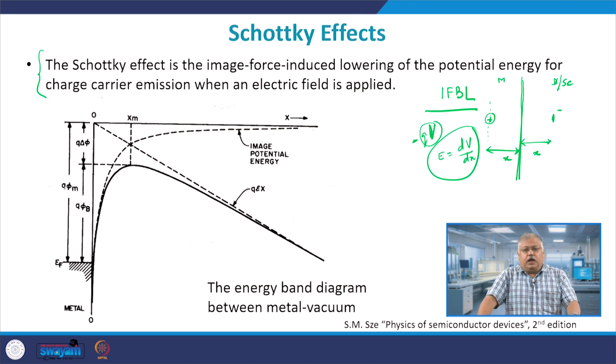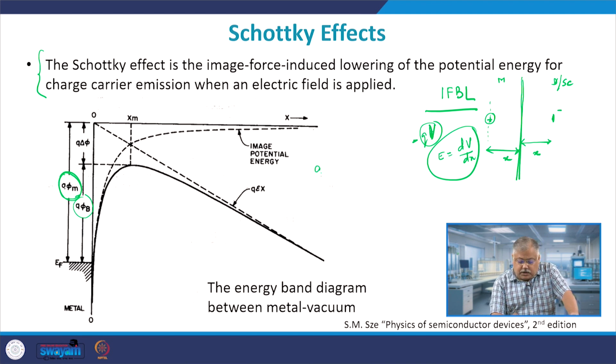Let us look at this energy band diagram between the metal and the vacuum. All this phenomena is towards the metal side. Q phi m is the work function of the metal, and this is my barrier height Q phi b. In the ordinary case without any barrier lowering, phi m will be approximately equal to phi b, because the energy barrier and the barrier height you see here will be very close to each other. However, because of this image force barrier lowering, the energy at the metal side is actually lowered by a factor of q delta phi.